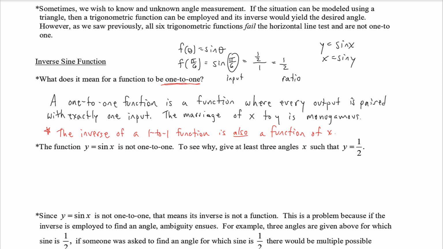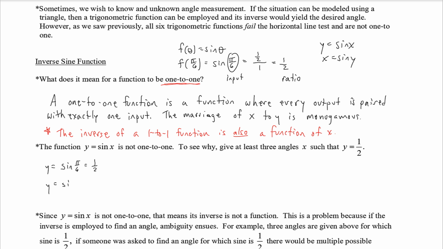But here's the thing, right off the bat, our sine function is not 1-to-1. It's not a monogamous relationship between x and y. To convince yourself, I'm going to do a few things here to try to convince you that it's not 1-to-1. The first thing is, let's just do some numerical analysis. If I do sine of pi over 6, the output is a half, right? We saw that earlier up here.